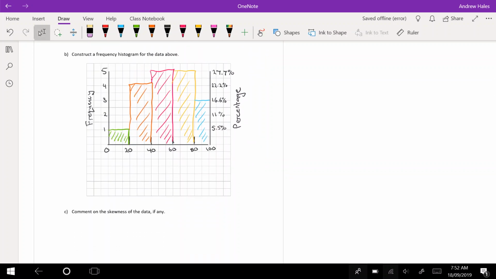Comment on the skewness of the data. All right, the skewness of the data. We remember that we either have positively skewed, negatively skewed, or symmetrical. And you see that it's more towards that right-hand side. There's more data towards here than here. So I would say it's slightly negatively skewed. It's fairly symmetrical, but you can see there is that data on that tail end on that right-hand side, so it is a slight negative skew.